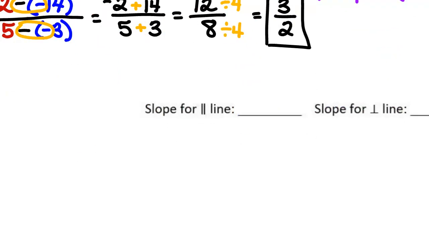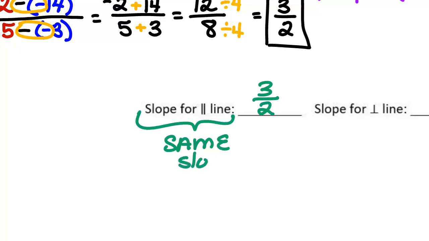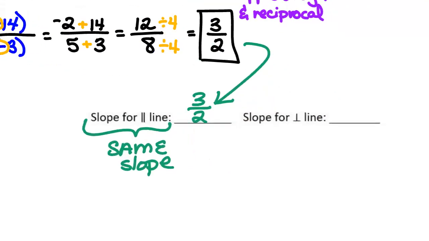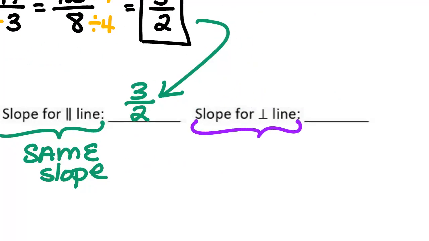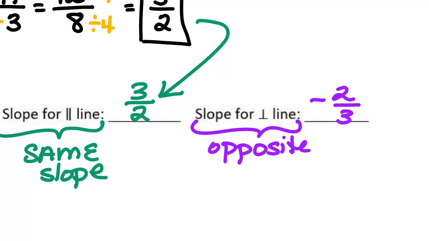So what should we put down here for the slope of the parallel line? 3 over 2. We want the same slope. So whatever we got there, we're just going to recopy down here. What about for perpendicular? What do I want again? Negative 2 over 3. We want it to have the opposite sign and be flipped, be the reciprocal.